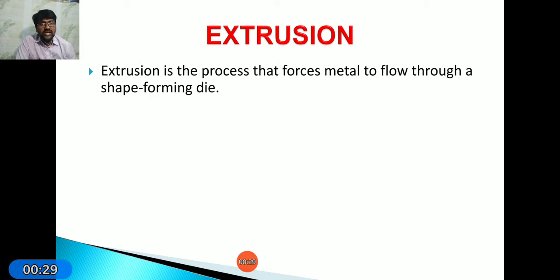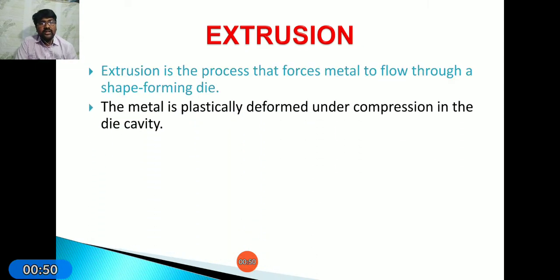Extrusion is a process that forces metal to flow through a shape forming die. Whatever the shape of the workpiece required, based on that we have to prepare a die. In this die, we pass the material by applying some force, which is known as the extrusion process. Here, the metal is plastically deformed under compression in the die cavity. Due to this, the metal will flow into the die under compression pressure.